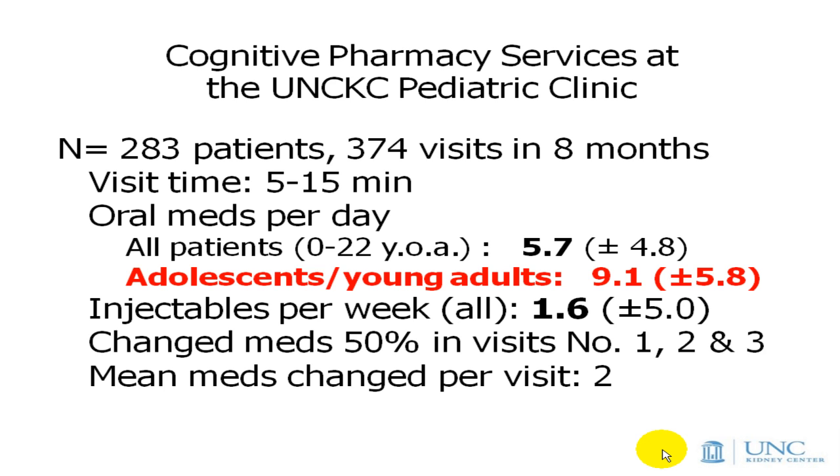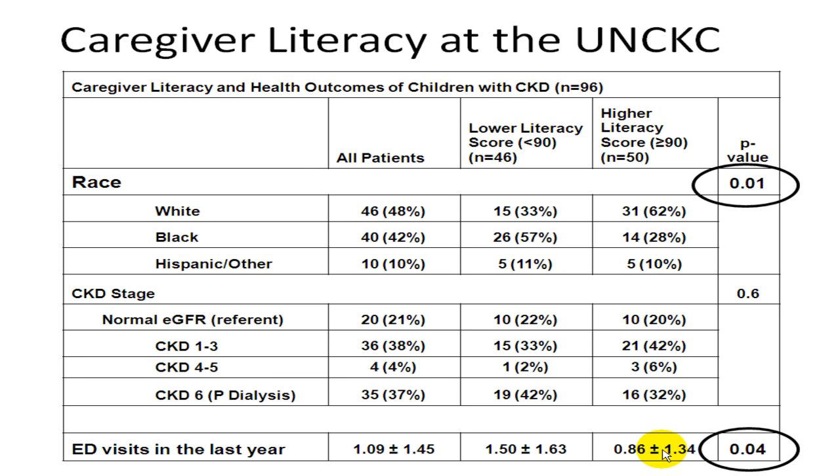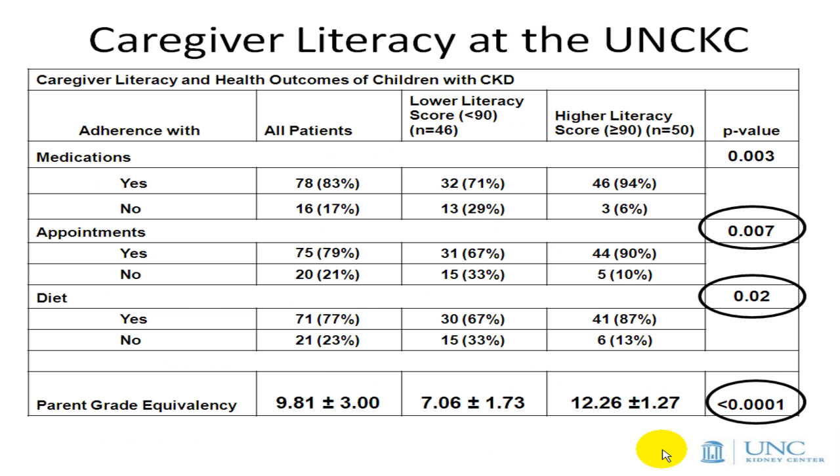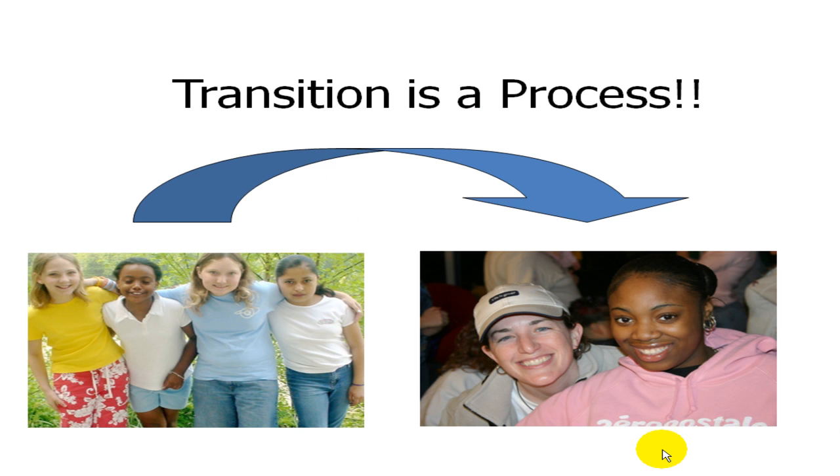So not only are they complex, they have cognition abnormalities, they have this big laundry list of medicines that we expect them to memorize and know. These slides are just to remind me about the literacy studies that we've done and how it's different by race, but more importantly, the number of emergency room visits, if you have a lower literacy, is greater than if you have a higher literacy. And you're more likely to be less adherent with your medicines, less adherent with medical appointments, and less adherent with your diet if you have a lower literacy score.